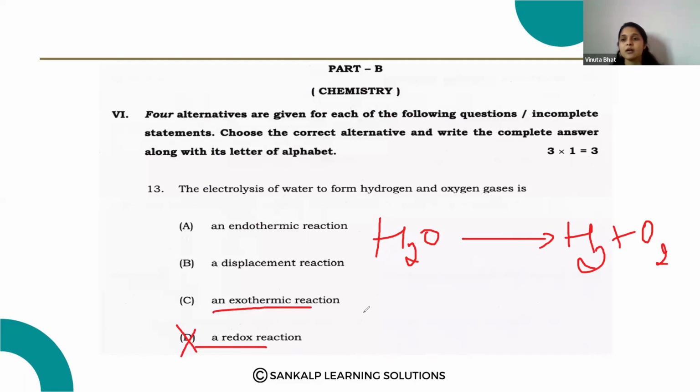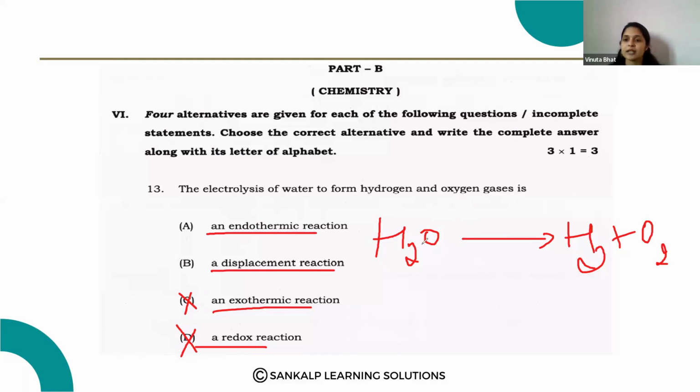Exothermic reaction means a large amount of heat is released in the form of light. So it is not an exothermic reaction, because heat is not released in this process. A displacement reaction? There is no displacement reaction here. Only one reactant is there, then two products are formed, right? So it is an example for the endothermic reaction.